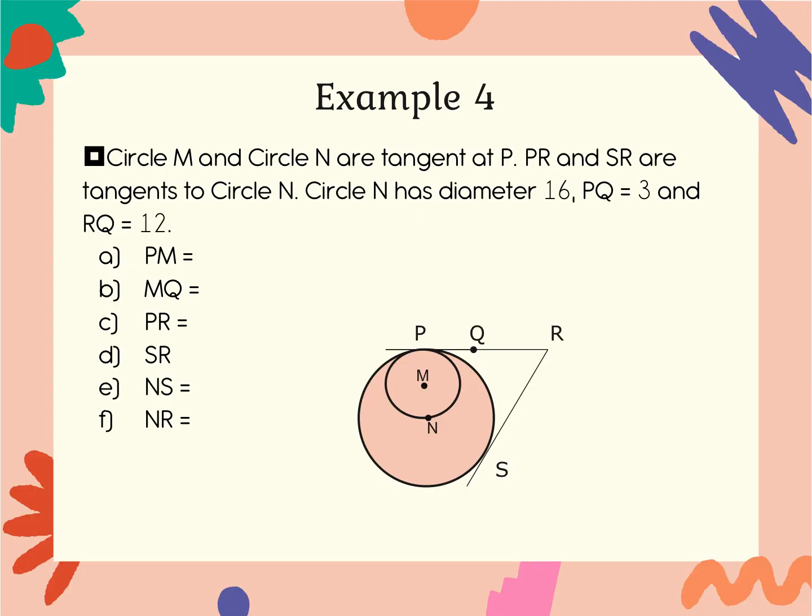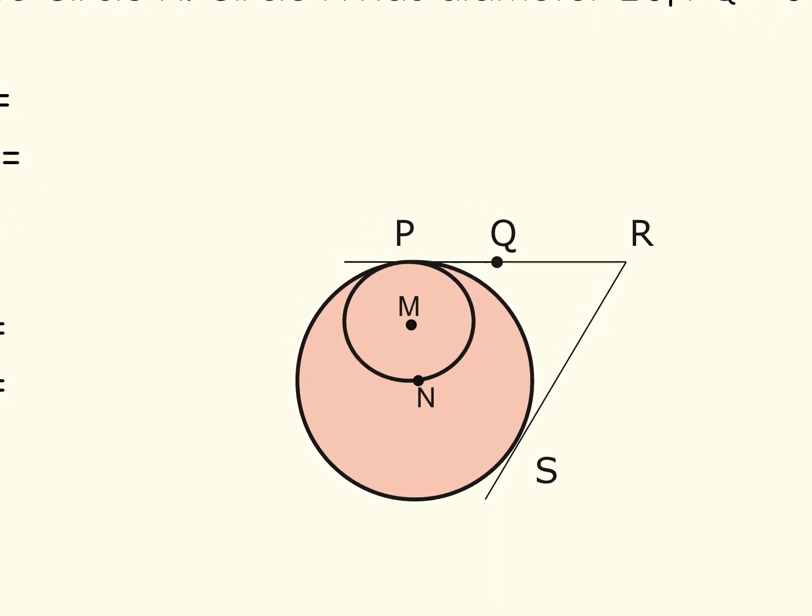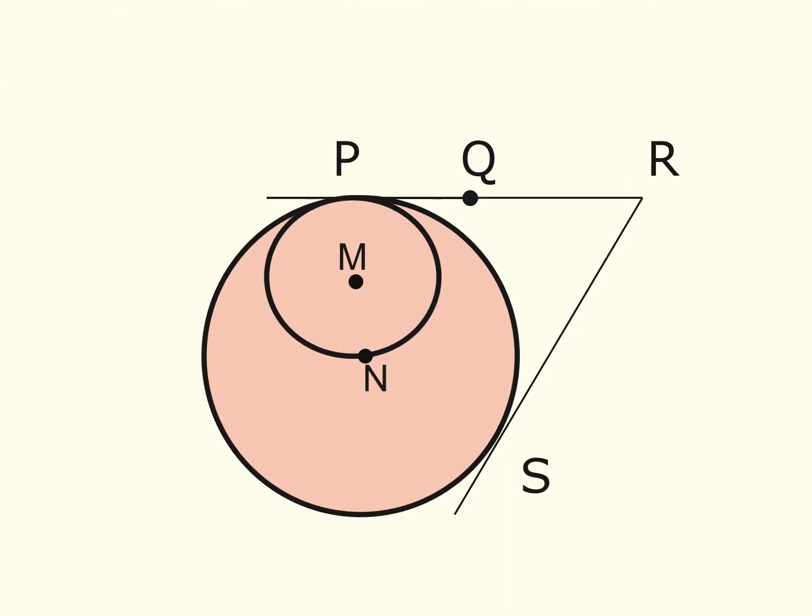Looking at example number 4, it says circle M and circle N are tangent to P. PR and SR are tangent to circle N. And circle N has a diameter of 16. PQ equals 3 and RQ is 12. So looking here, they gave me my diameter. So I'm going to draw the information they're giving me. Here's my diameter. This is my diameter. My diameter equaled 16, but what would my radius be if my diameter was 16?